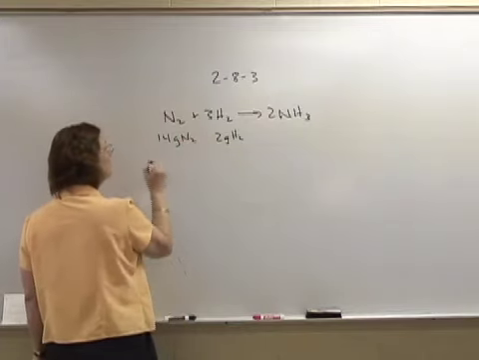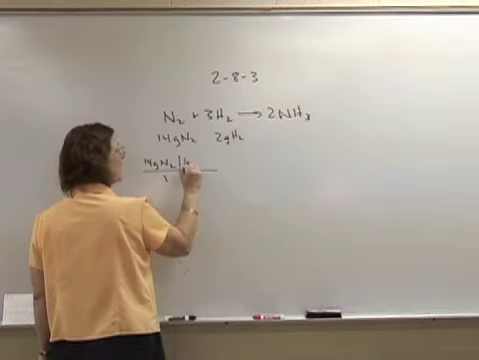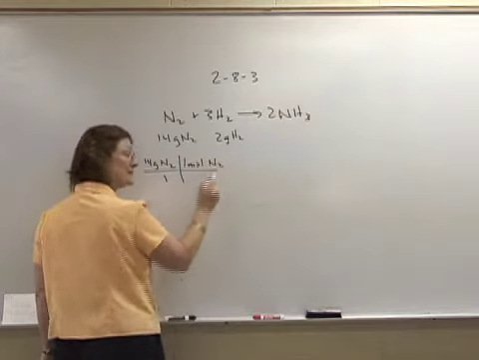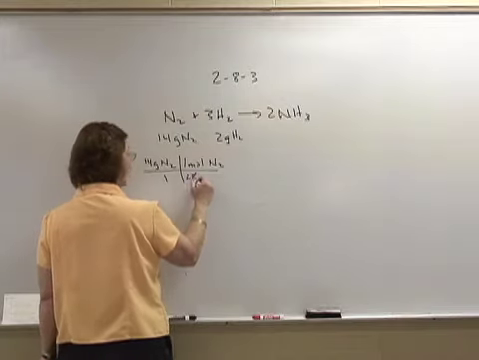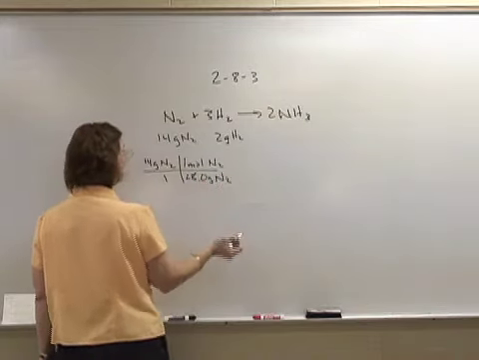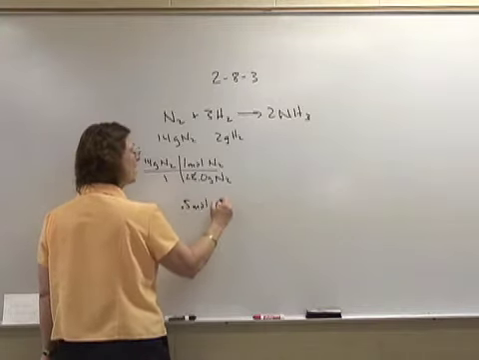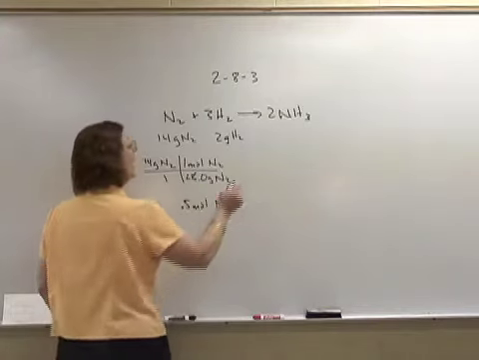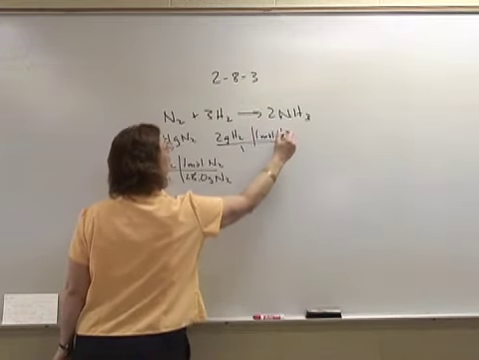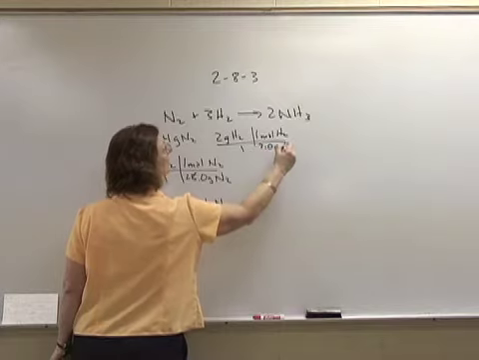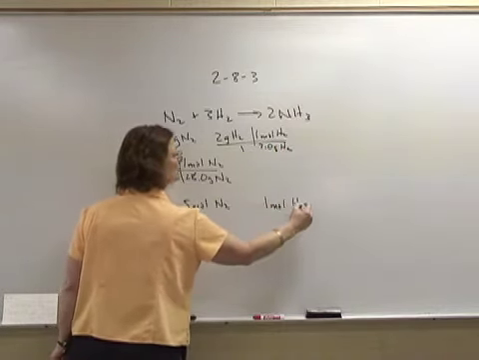So I change my 14 grams of nitrogen to moles. And 1 mole of nitrogen, because it's diatomic, we have to remember our diatomic molecules, is 28.0 grams of nitrogen. Therefore, I have 0.5 moles of my nitrogen. I have 2 grams of hydrogen, and 1 mole of hydrogen is 2.0 grams of hydrogen. Therefore, I have 1 mole of my hydrogen.